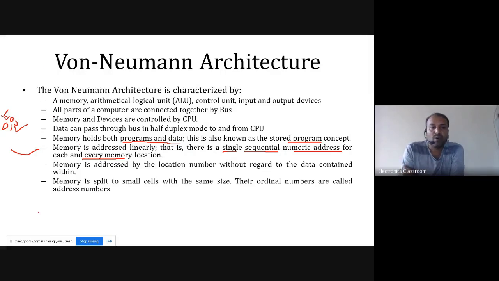This is a very important characteristic of any memory device, that all memory locations or addresses are single. Single means unique. We do not have the same memory location in any other place in memory. In the complete memory, we will have only one such memory location. Then memory is addressed by location number without regard to the data contained within.